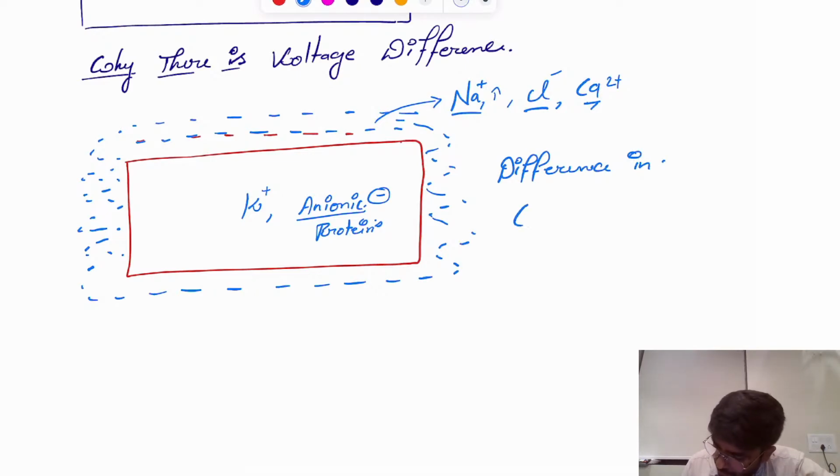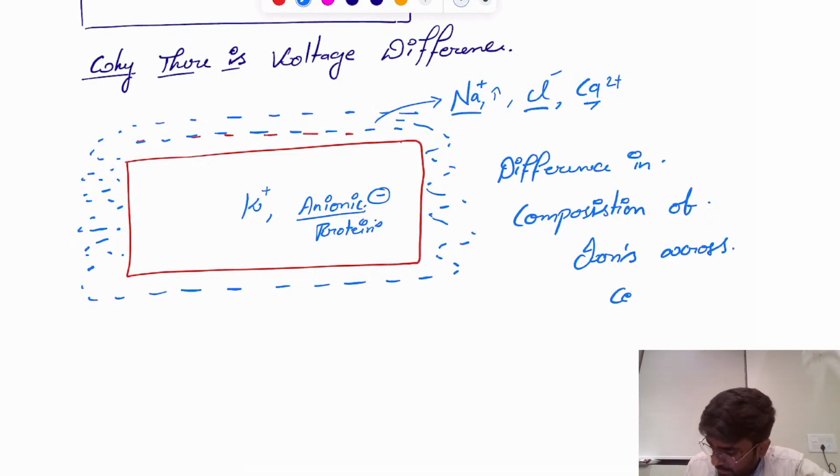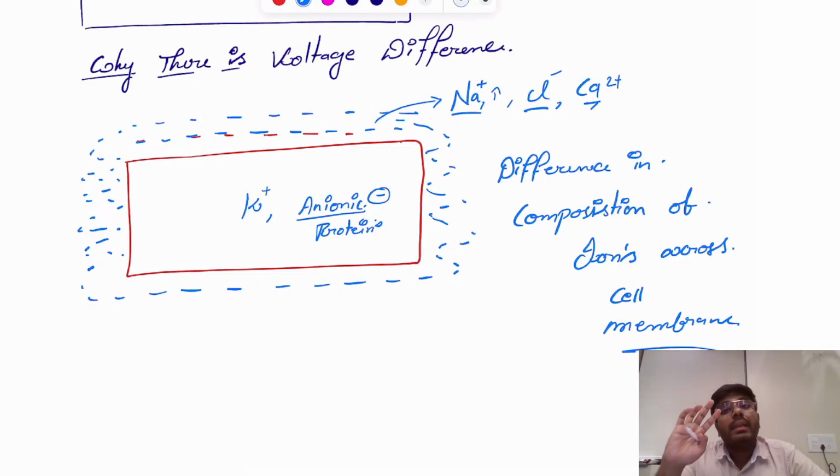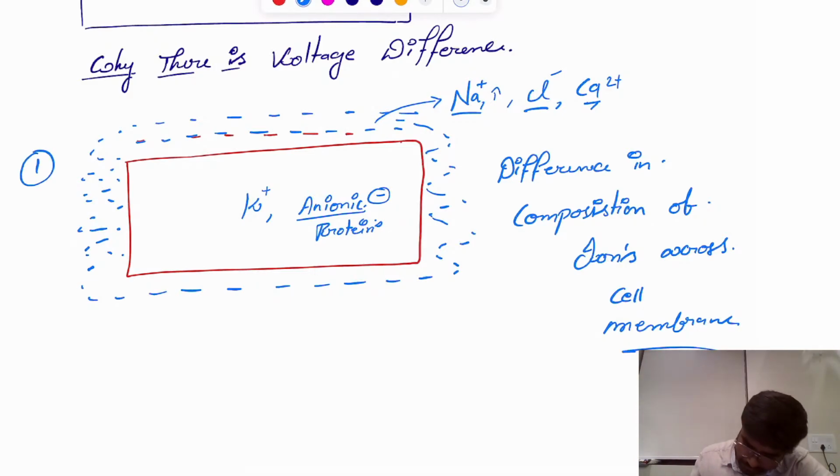Difference in composition of ions across the cell membrane. This is the one reason. Okay. Next, the reason number two I will tell you.